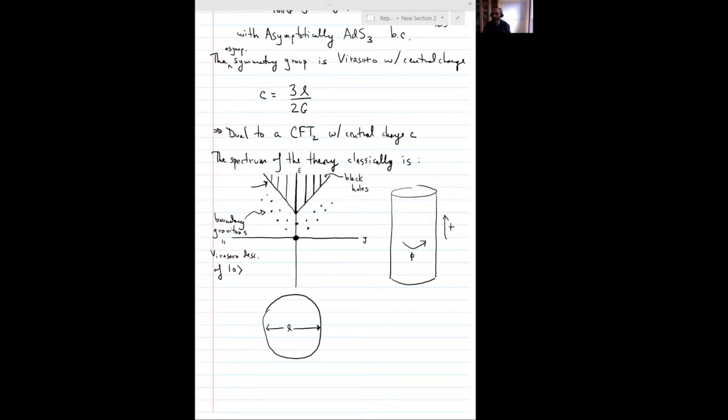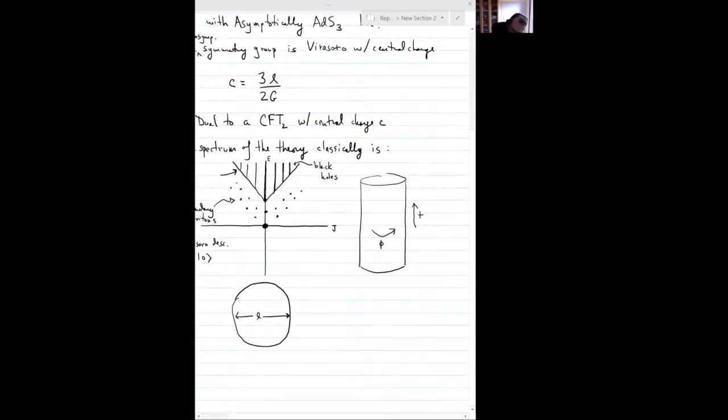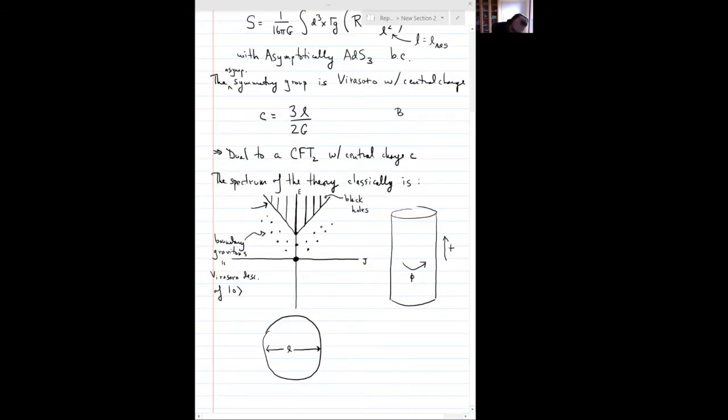Okay. There was another question, are these boundary conditions Brown-Henneaux boundary conditions? Yes. When I say asymptotically AdS boundary conditions, that is what I mean. And in fact, I should have, of course, put a citation here to the people who first wrote down this formula, who were Brown and Henneaux.